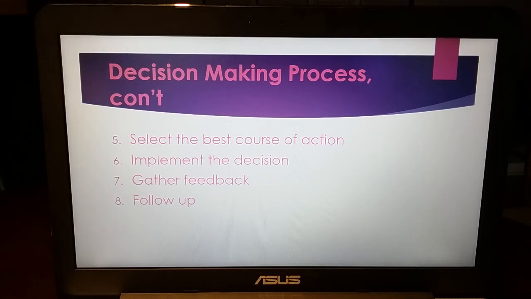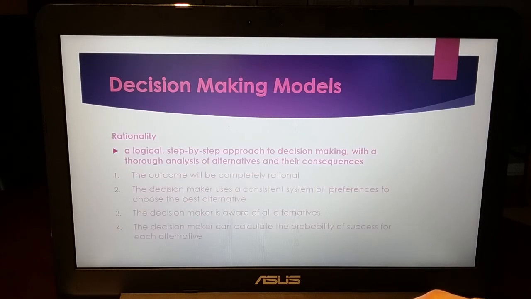It can be more complicated, it can be less complicated, depending upon the situation. Okay, so let's talk about how people actually make decisions. And the first model that we're talking about is rationality.